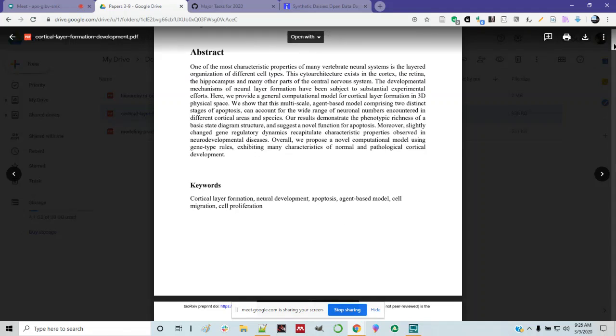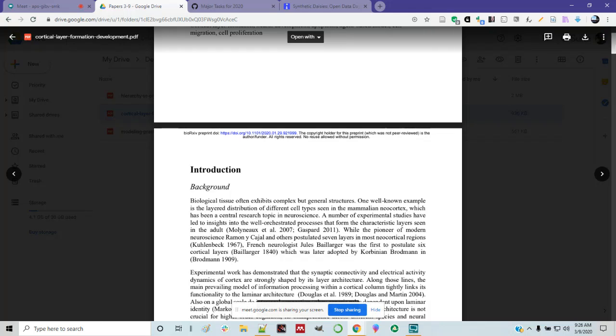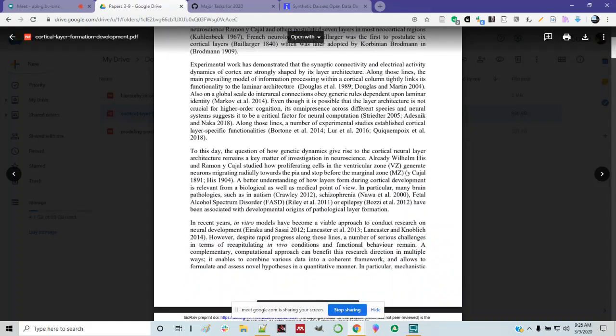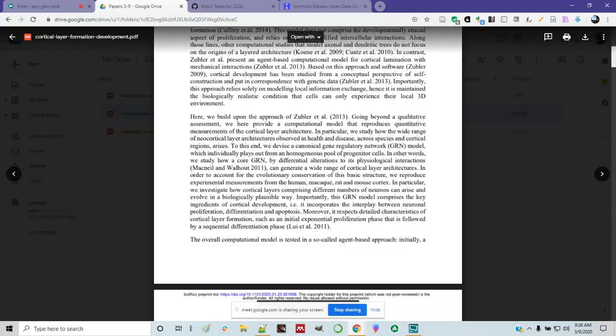And so they use an agent-based model for cells, and then they use gene type rules as a sort of control for apoptosis and things like that. So let's see, this paper goes through. They talk about the cortical nerve architecture.